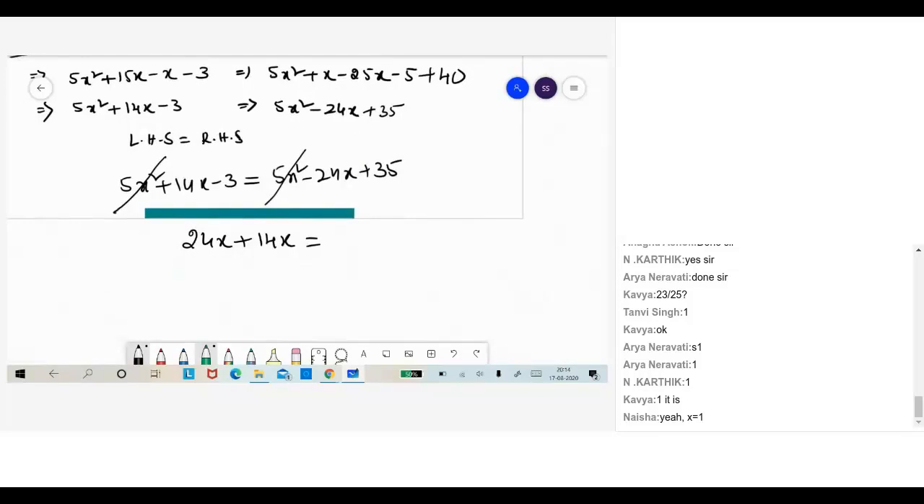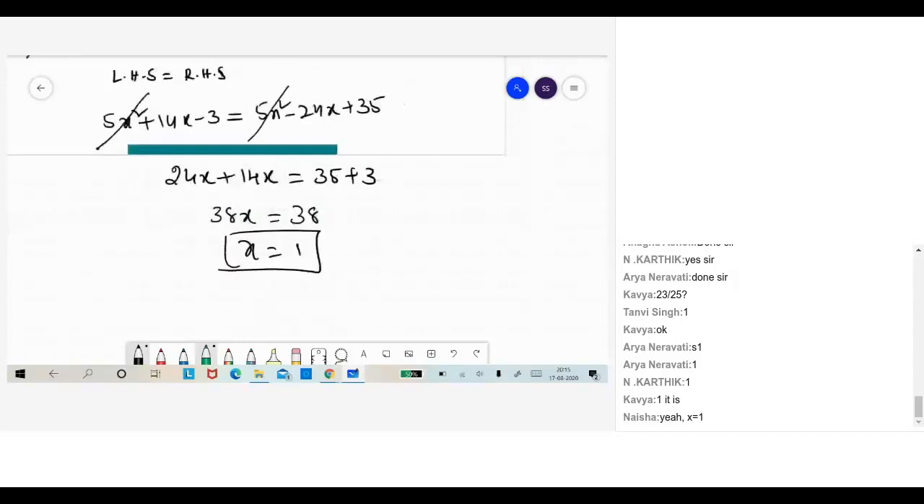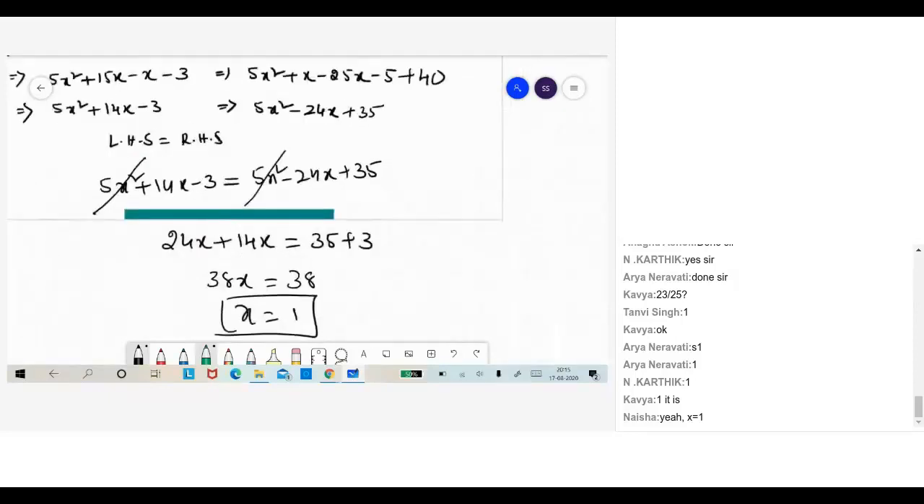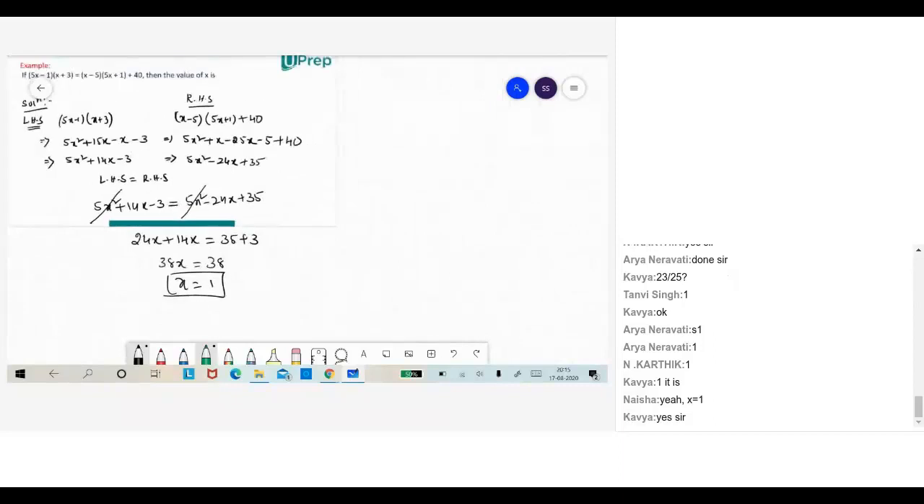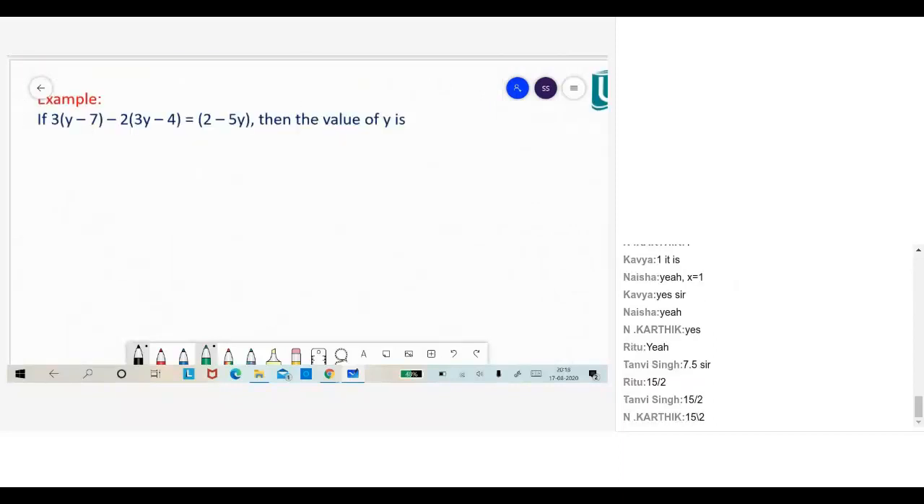Your 5x square goes. So here minus 24x goes on the other side, becomes plus 24x. Send this 3 on the right hand side. Already you have 35 plus 3. So 24 plus 14 is 38x. 35 plus 3 is 38. So obviously what is x? 1. The value of x is 1. That's the answer.